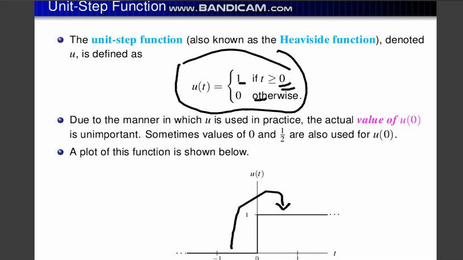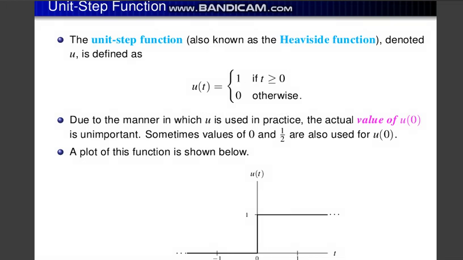Due to the manner in which u is used in practice, the actual value of u at 0 is unimportant. Sometimes values of 0 and half are also used for u(0). A plot of this function is shown below. That means if t is 0 or positive you get 1, but otherwise for all other values you will get 0. Now you can see the graph below. It looks quite like a staircase or step.